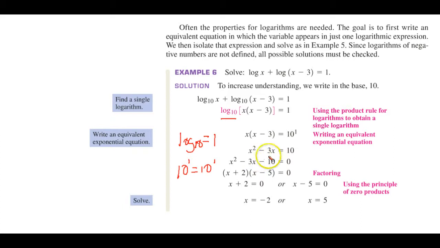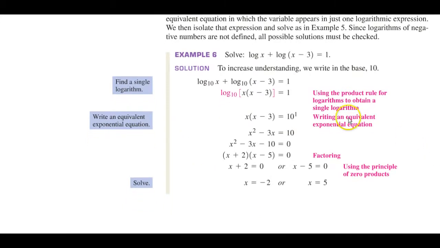Now, what do we do? Well, we're going to take this 10, transpose it. We now have a quadratic equation. And this is factorable. It factors into this, which then we use the principle of zero products, and we get these two solutions. Well, let's see then. They're going to give us the check. A -2 and a 5.